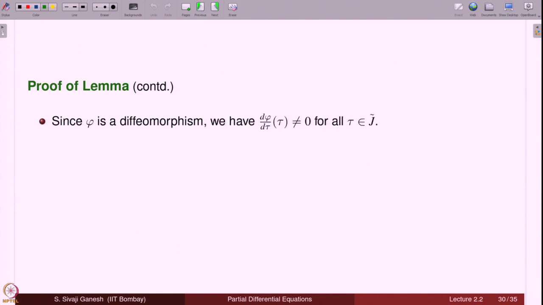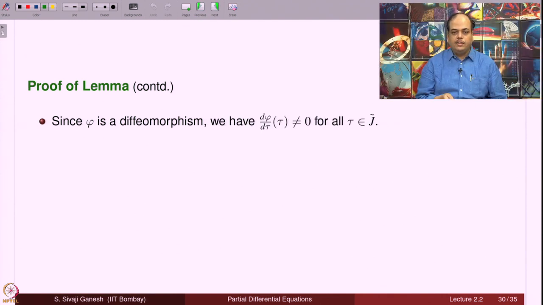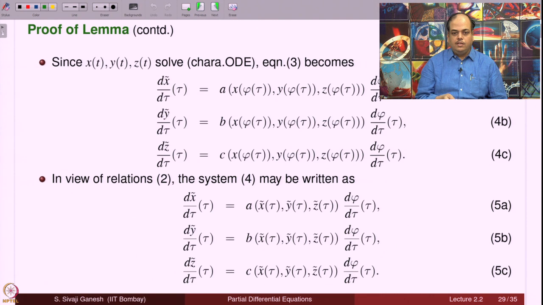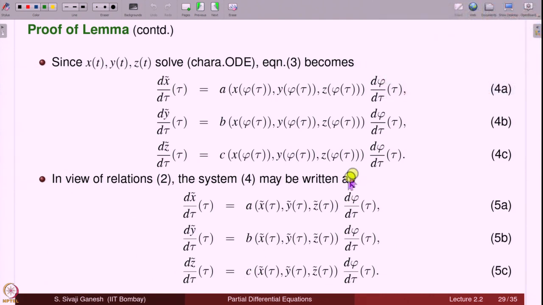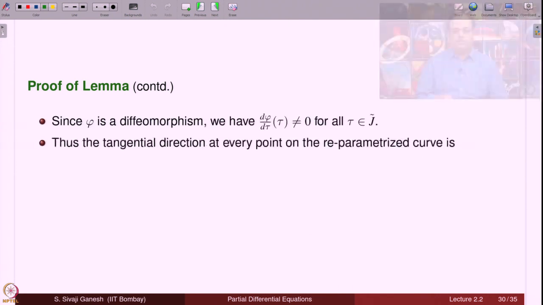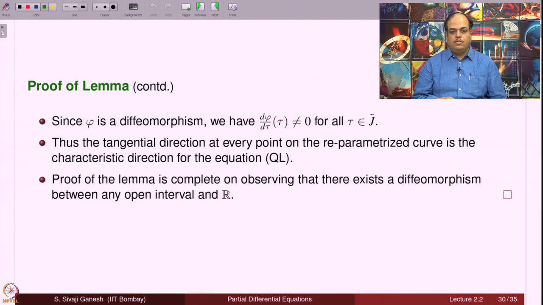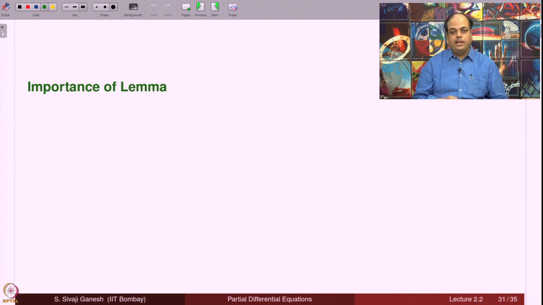Since phi is a diffeomorphism, we have d phi by d tau is non-zero at every point. So, that means this quantity which is multiplying a, b, c is a non-zero quantity. Therefore, the direction of this right hand side is the same as the direction of a, b, c because it is non-zero. If it is 0, we cannot say this. So, the proof of the lemma is complete, on observing that there is a diffeomorphism between any open interval and R. Therefore, we can reparameterize a characteristic curve by R.